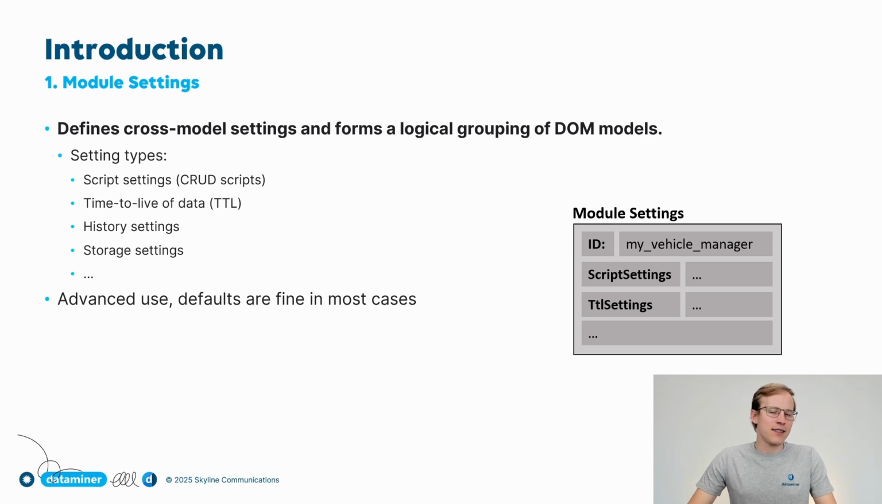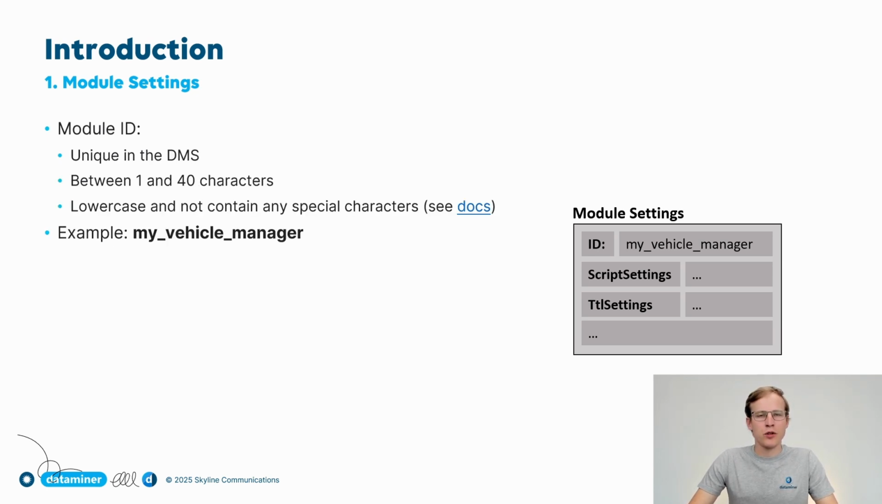In general, these settings are for advanced use, so you don't need to adjust or touch these if you simply want to create a basic model. The module settings object contains a very important property called the module ID. That's the identifier of your module, so it's very important to give it a clear name. There are a few requirements: it has to be between 1 and 40 characters, and it should only contain lowercase characters and underscores.